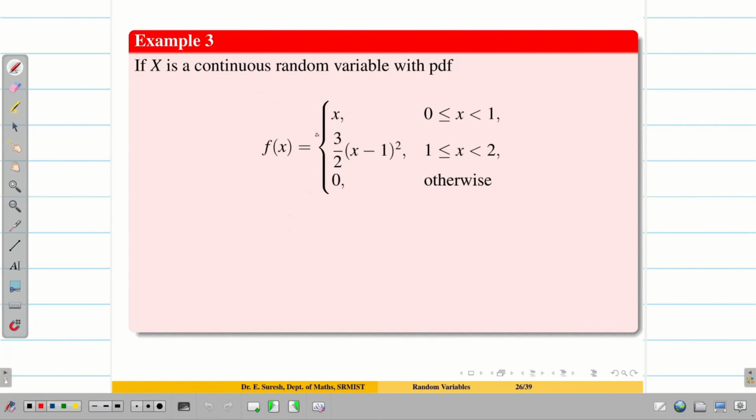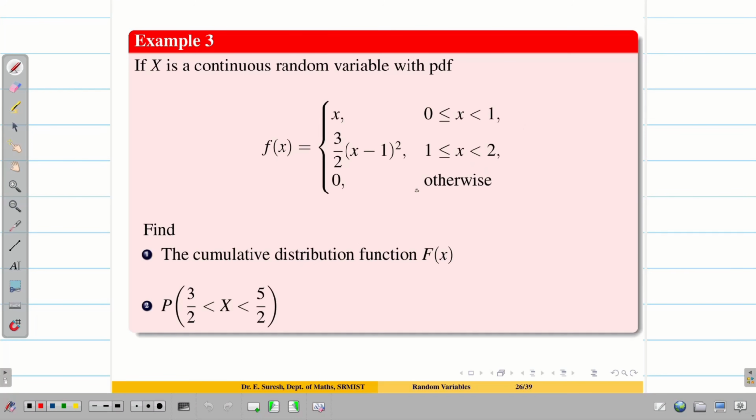For a given continuous random variable with PDF f of x, we have to find the cumulative distribution function capital F of x. Hence, we also have to find the probability of X lies between 3 by 2 and 5 by 2. To find the CDF, it is very important to understand the limits. Here, when x is less than 0, the answer is 0. Similarly, when x is greater than or equal to 2, my function is also 0.